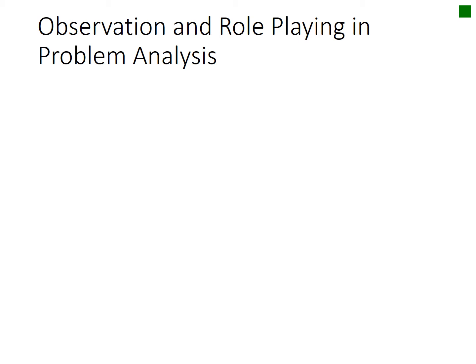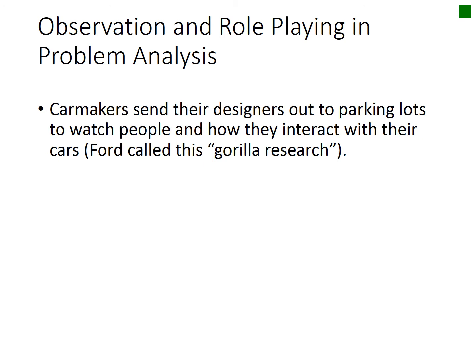So behavior is what we actually want people to do, and so observing it is a good way to begin to understand what problems they might have with their current solutions and products they use. So here are some examples of some observation studies. Car makers have been known to go out to parking lots and watch consumers as they interact with their cars.